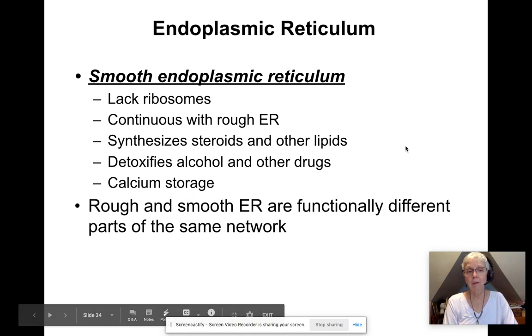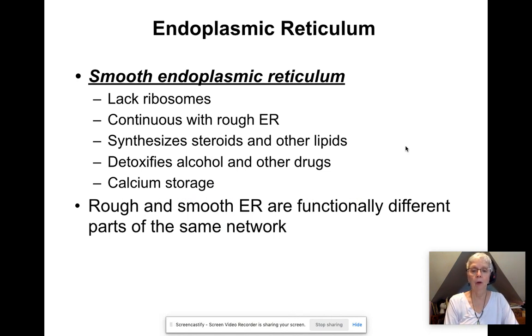We have two types of endoplasmic reticulum. We have a rough, which has the ribosomes on the outside, or we have a smooth. The smooth does not have ribosomes. Again, it's continuous with the rough ER, and it makes steroids and lipids. Remember, lipids are important for cell membrane, so that's important. And then it helps us detoxify alcohol and other drugs.